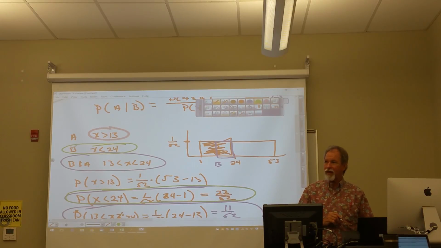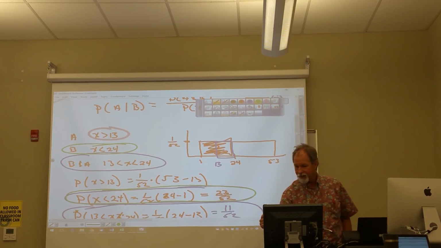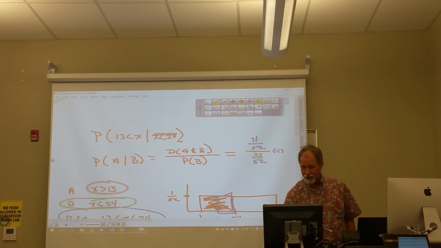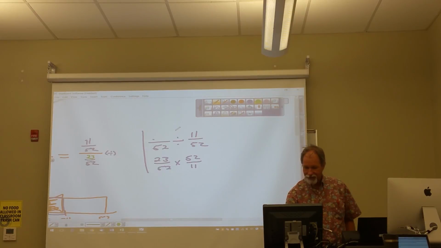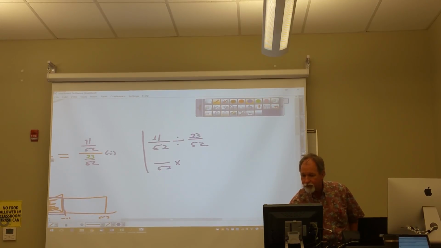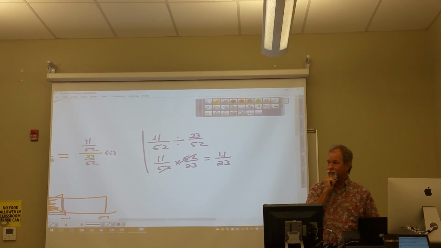So a lot of times it's a matter of writing things in the right place. So B is 23. And then when I do the arithmetic, I get 11 over 52 divided by 23 over 52, which gives me 11 over 52 times 52 over 23. The 52s cancel out, so I get 11 over 23.